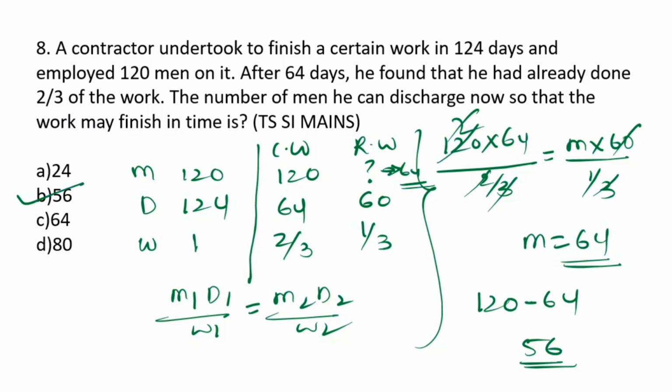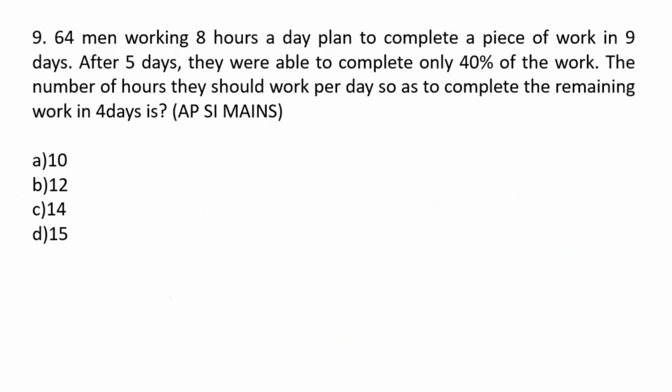If it is clear, then we'll move to the next question. Yes, 9th question. 64 men working 8 hours a day plan to complete a piece of work in 9 days. After 5 days of work, they were able to complete only 40% of the work. The number of hours they should work per day to complete the remaining work in 4 days.